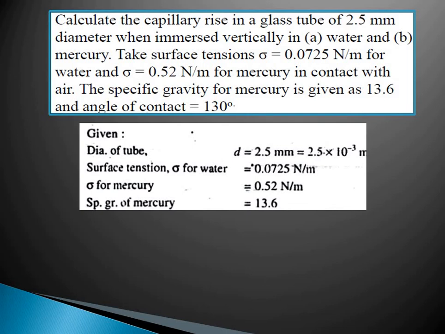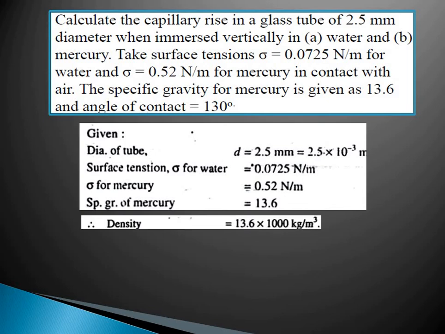Okay. Now the given diameter of the tube D is equal to 2.5 mm, which is converted into meters. The surface tension sigma is equal to 0.0725 Newton per meter. Sigma for mercury is 0.52 Newton per meter and the specific gravity of mercury is equal to 13.6. Therefore the density can be given as 13.6 into 1000 kg per meter cube.